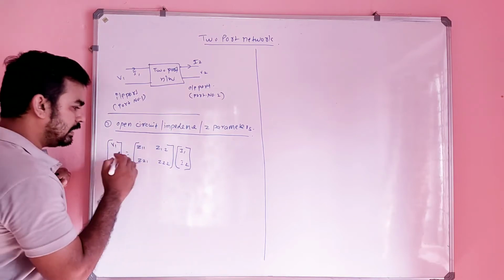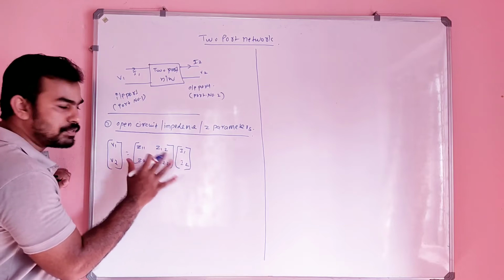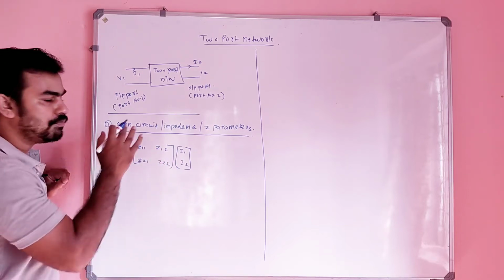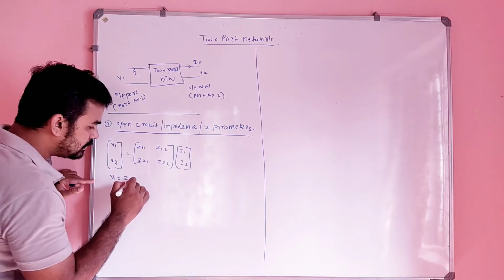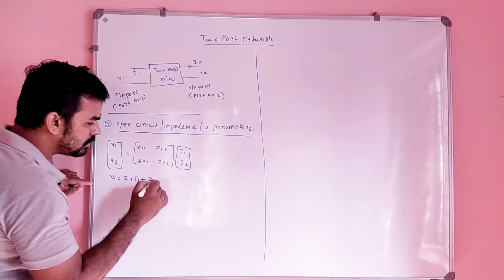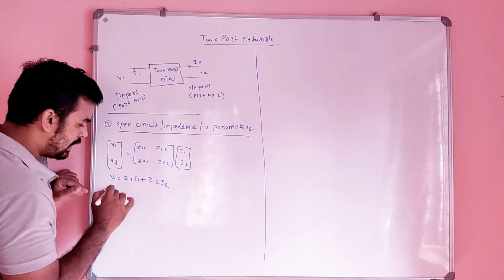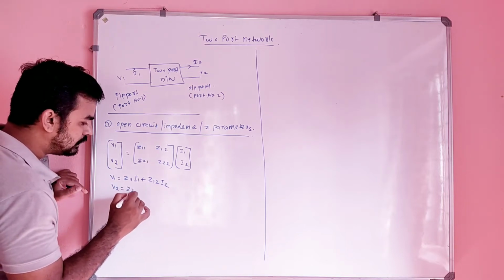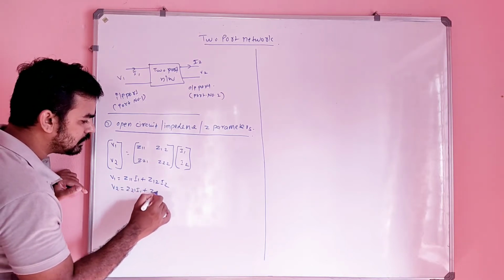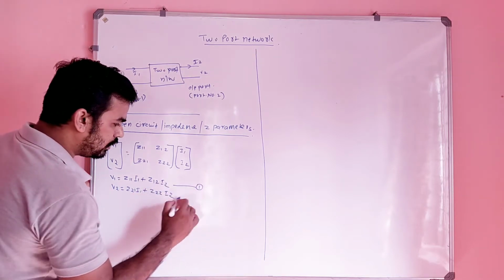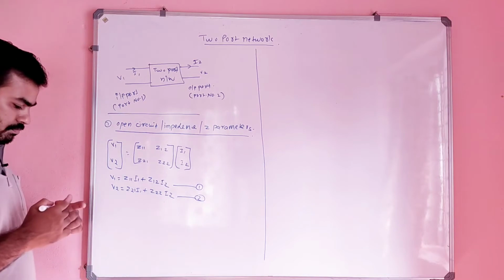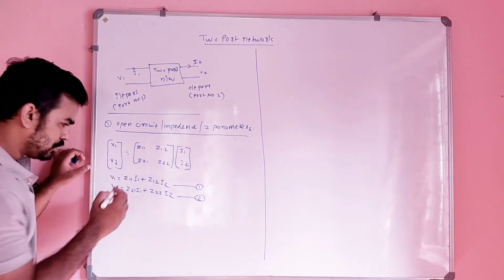Suppose these equations satisfy a given network, then we can write V1 equal to Z11 I1 plus Z12 I2, and V2 equal to Z21 I1 plus Z22 I2. Let this be equation number 1 and this be equation number 2.